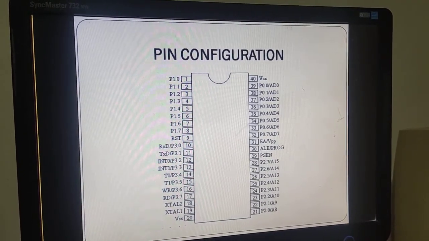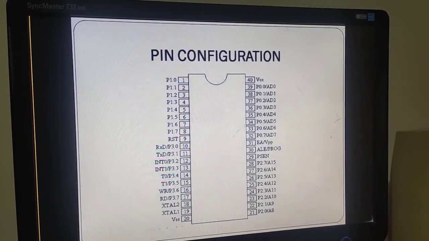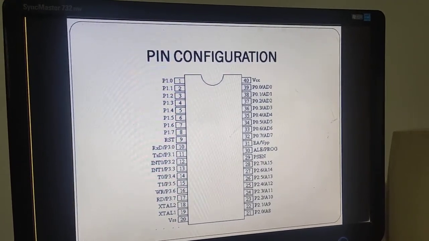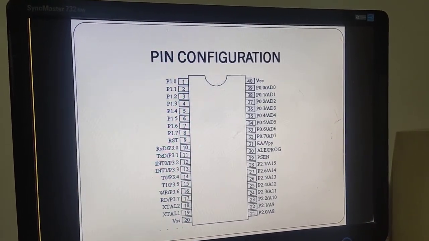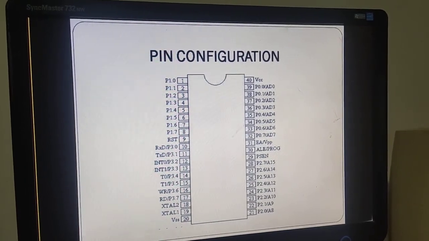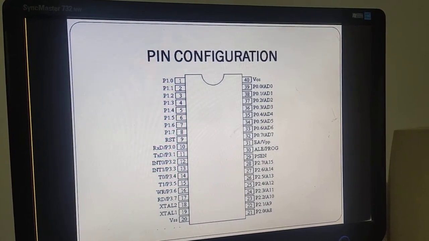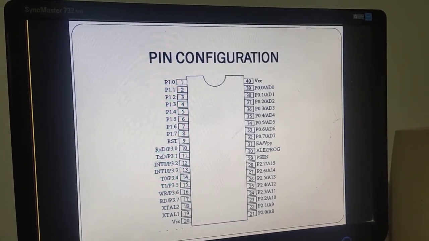And pin number 32 to 39 is port 0.0 to 0.7, which is nothing but your multiplexed address data lines that start with AD0 to AD7. It means they can act as A0 to A7 or D0 to D7 at certain instances. And of course, they are your lower order address bus. A8 to A15 will be your higher order address bus.